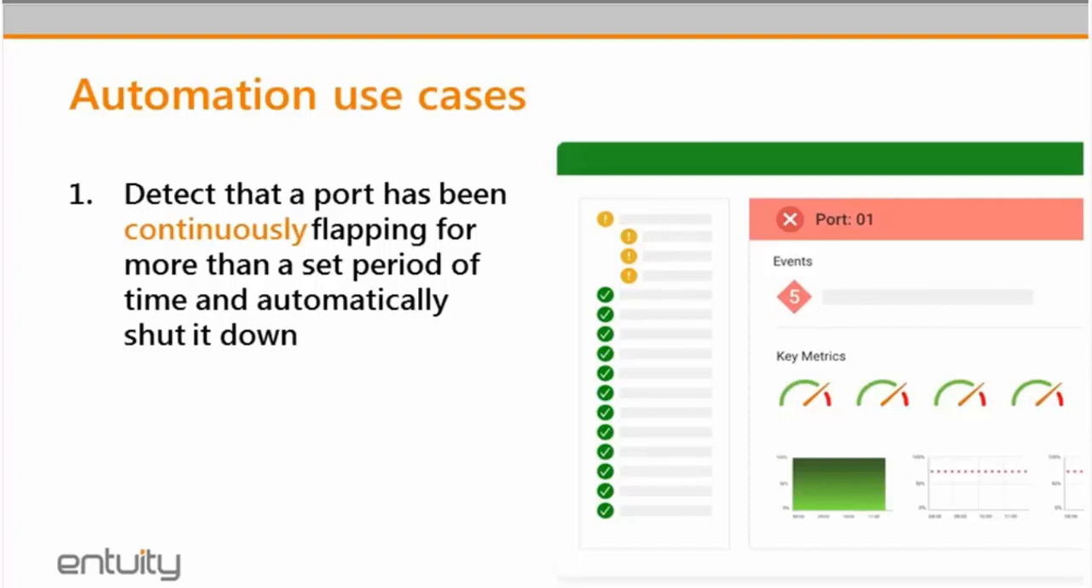What we're going to be looking for is an interface that is continuously flapping, in that its state is transitioning from down to up to down to up in rapid succession. If we determine that an interface is continuously flapping, a nice thing for the product to do might be to switch that interface off, or switch that interface into down. So in this use case we're going to be looking for a continuously flapping interface, and if it's continuously flapping for more than a set period of time, we're going to automatically shut it down.